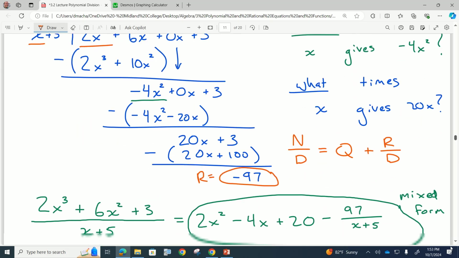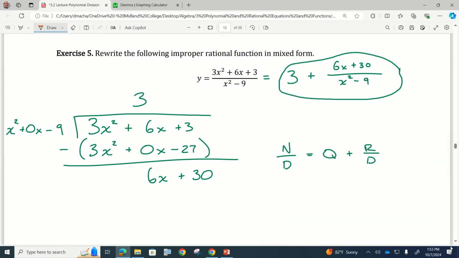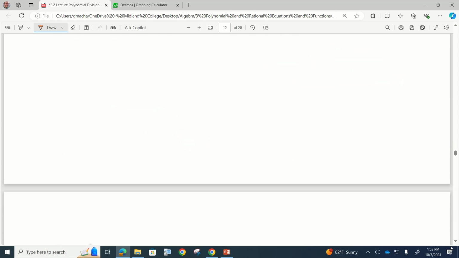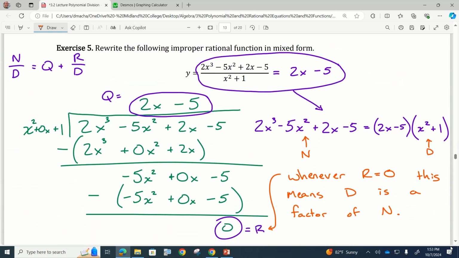Okay, next one. The degree of my numerator is 2. The degree of my denominator is 2. So the degree of my quotient is 0. 2 minus 2 is 0. And then the degree of my numerator is 3. The degree of my denominator is 2. So 3 minus 2 is 1. And my quotient has a degree of 1. But that will always work.